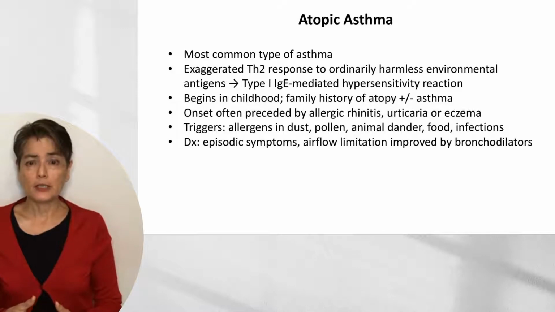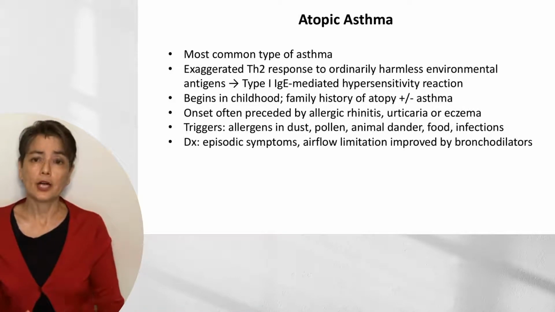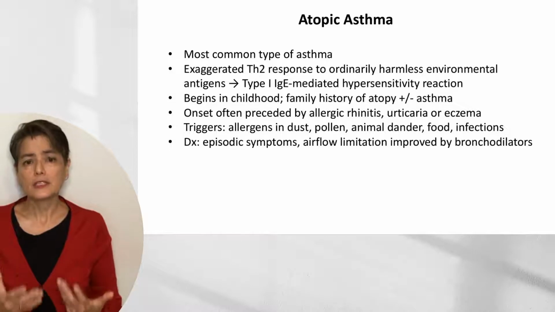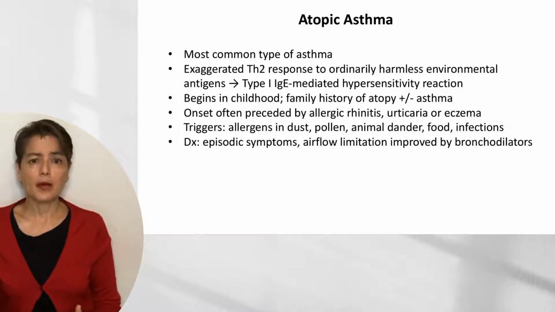Typically begins in childhood, and there will be a family history of atopy, which may or may not include asthma. So there may be a family member with eczema and the child who presents with asthma. Its onset is often preceded by allergic rhinitis, urticaria, or eczema. And the diagnosis is made by episodic symptoms which are characterized by airflow limitation, which improves with bronchodilators.